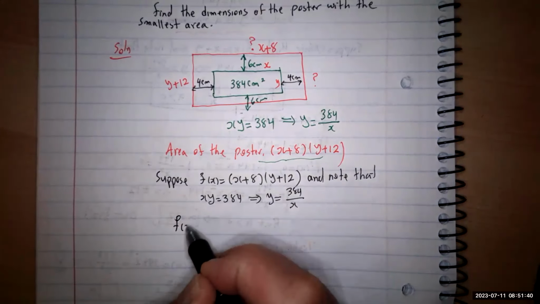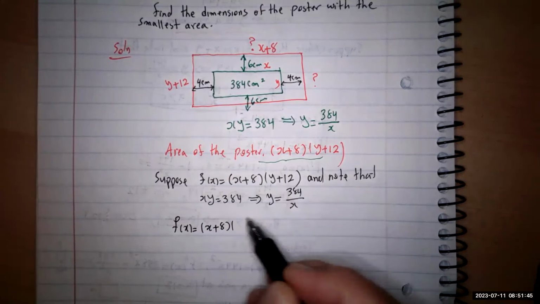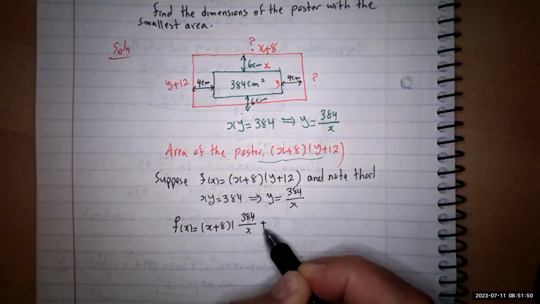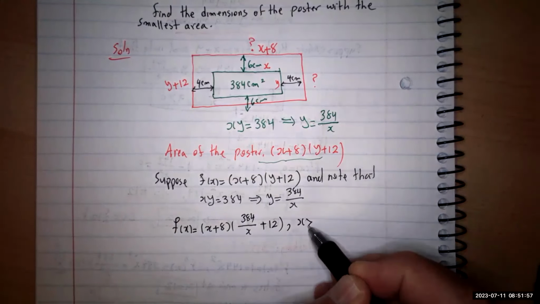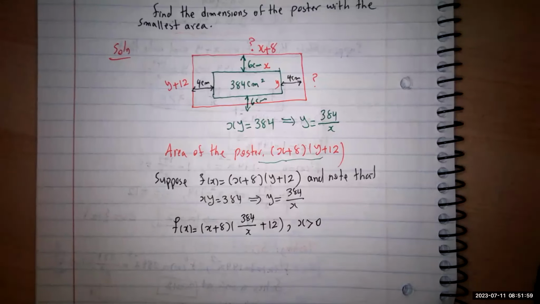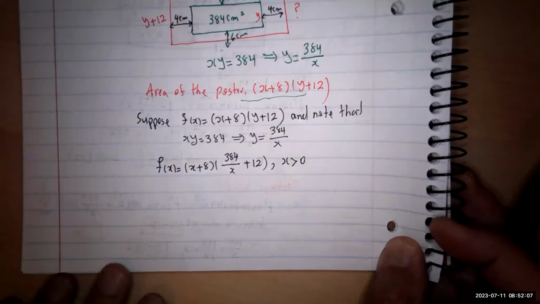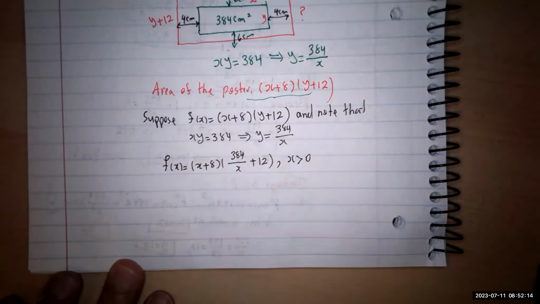So the function would be f of x equal to x plus 8 times y plus 12, where y is 384 divided by x. Okay, so this is going to be your function with the condition that x is greater than 0. And then you have to do the calculus, which is going to be finding the derivative of this function, but you better FOIL it first. Okay, FOIL it, simplify it, and then differentiate it. So it's not going to be a good one as is.